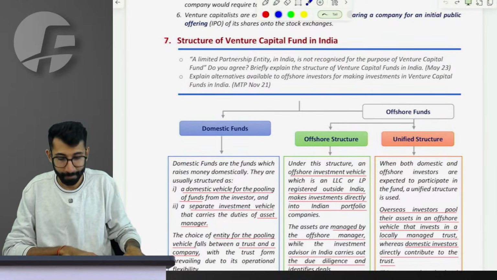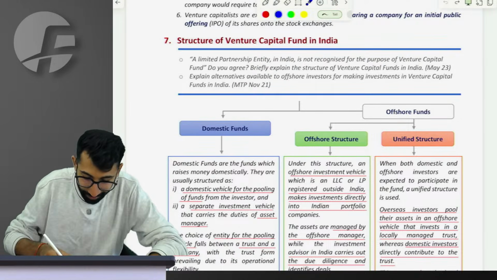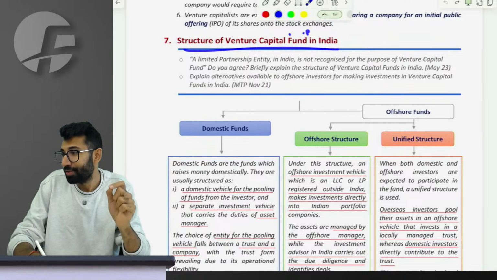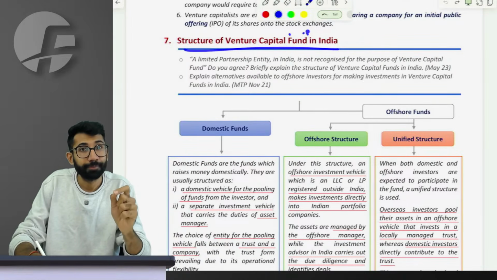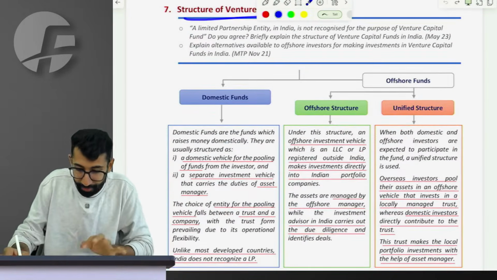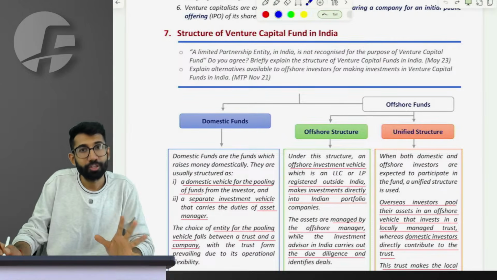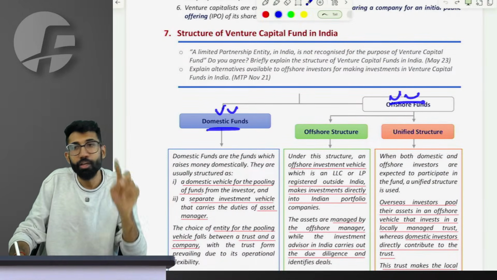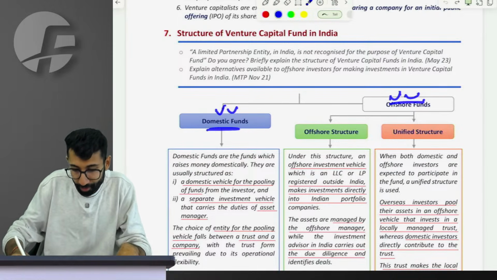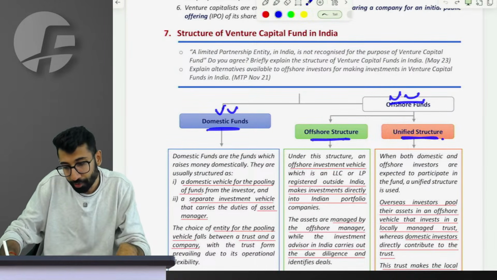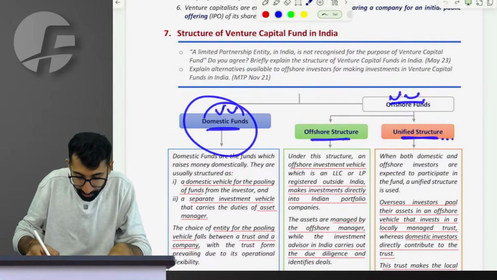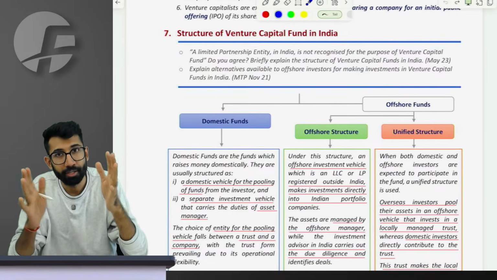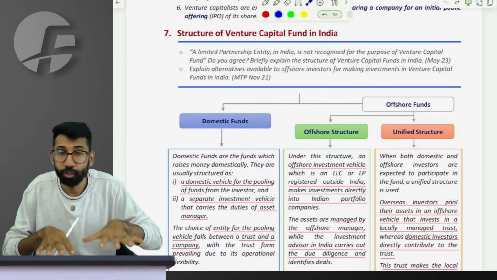Structure of VC in India. This one is really logical to understand, and once you understand it, it's easy to remember. Sir, there are two types of structure primarily: domestic funds and offshore funds. In the offshore fund, there are two further structures, the offshore structure and the unified structure. Domestic fund is really easy. The people who want to invest in the startups are Indian domestic investors.